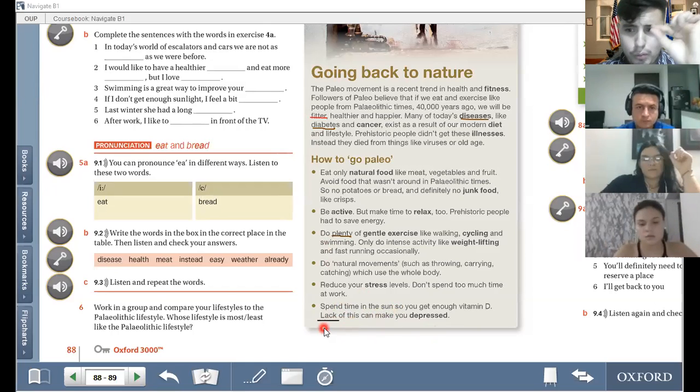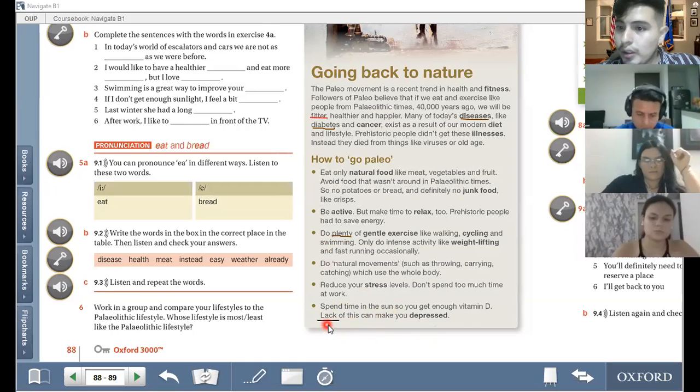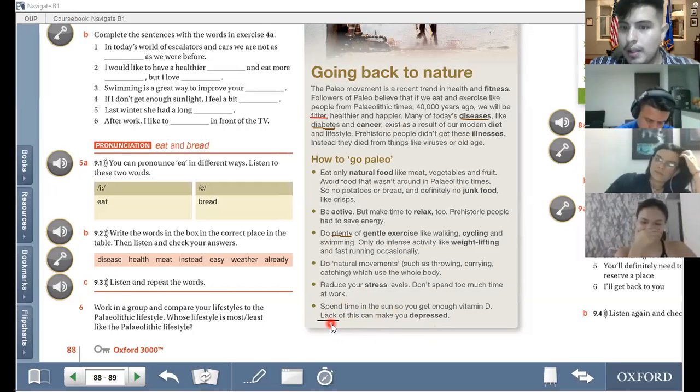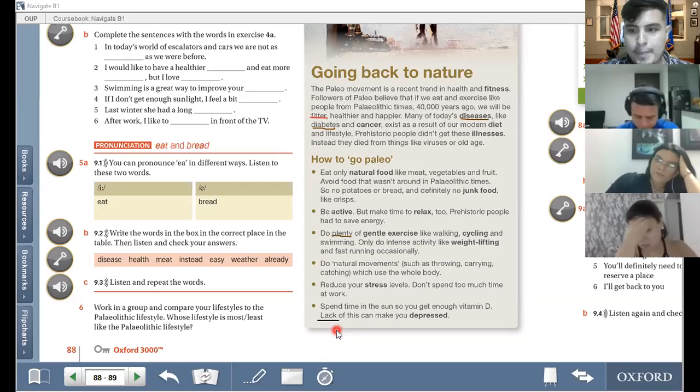Or small portion. This word can be used as a noun, the lack, like, we need more. Or to lack, and it means the same.